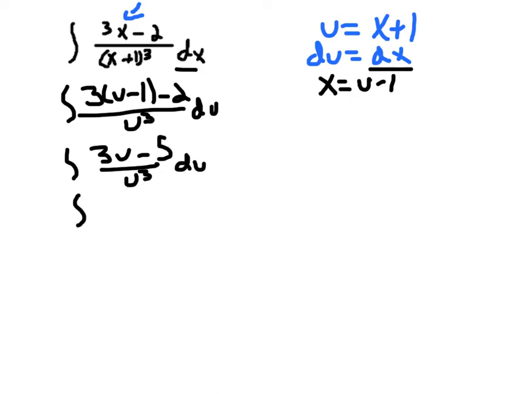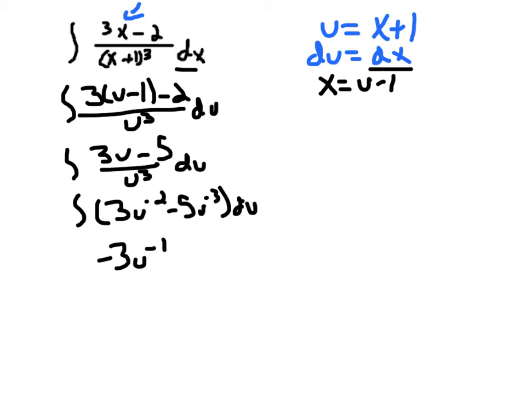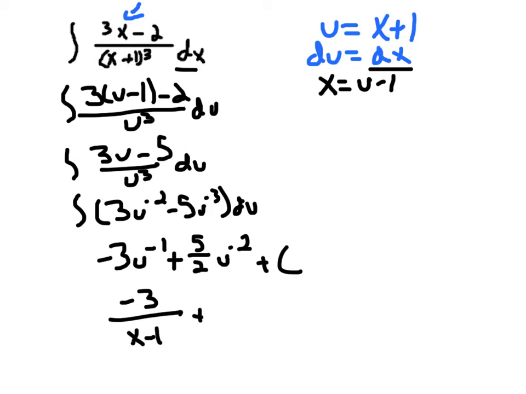My final simplification to make it easier to integrate is 3u to the negative 2 minus 5u to the negative third power du. I can integrate that pretty easily and make it negative 3u to the negative 1 plus 5 halves u to the negative 2 plus c, which would be rewritten negative 3 over x plus 1 plus 5 over 2 times (x plus 1) squared plus c.